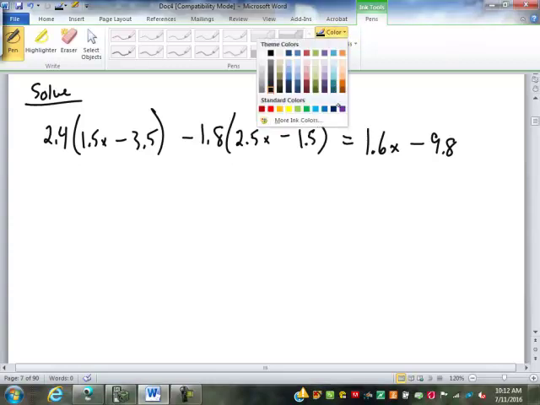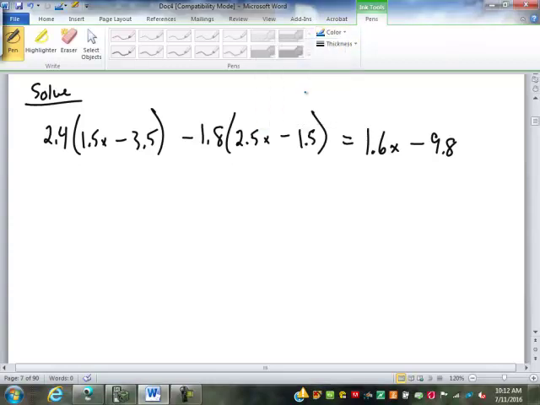Okay, let's see if this one worked out for you. So again, we have the parentheses, so we have to start there. We'll start with this first set. There's nothing to do inside of them, so we're going to multiply by the 2.4. 2.4 times 1.5x is 3.6x. 2.4 times 3.5, or negative 3.5, is a negative 8.4.